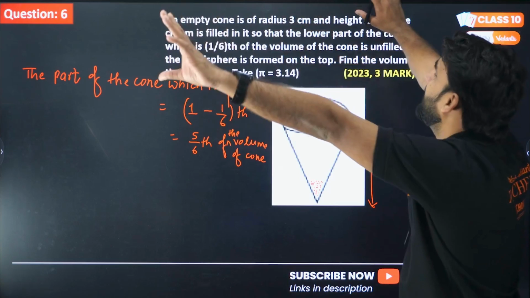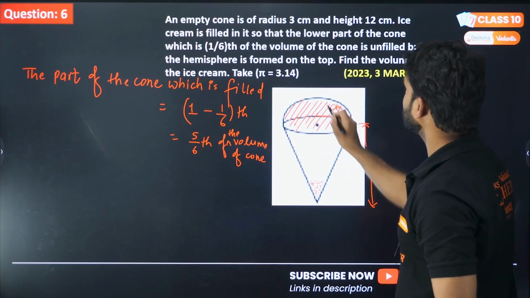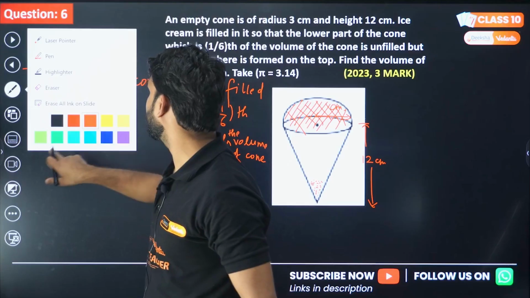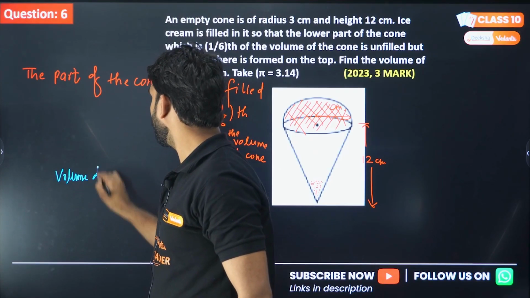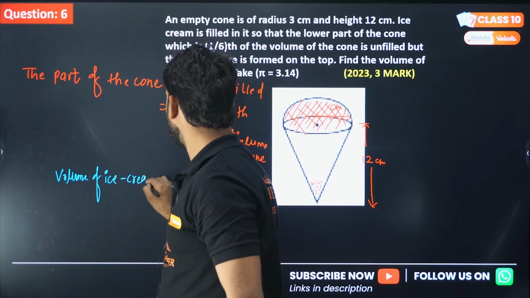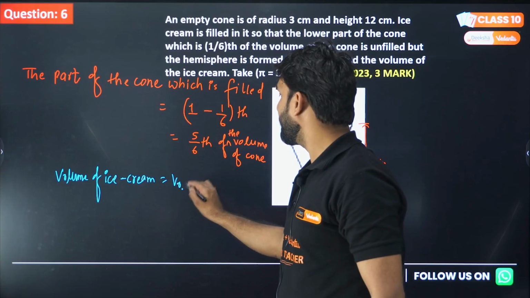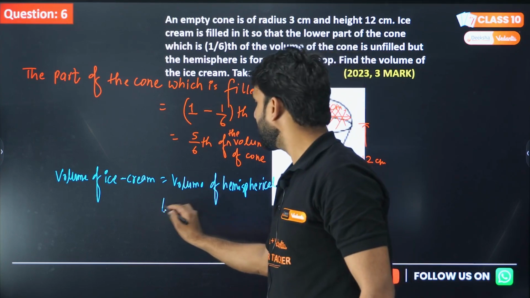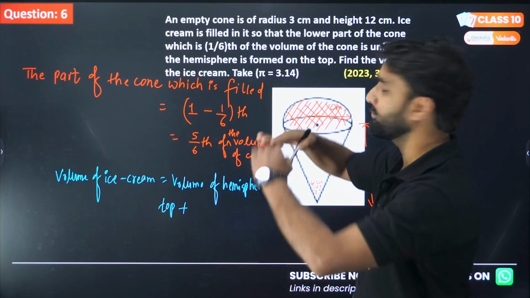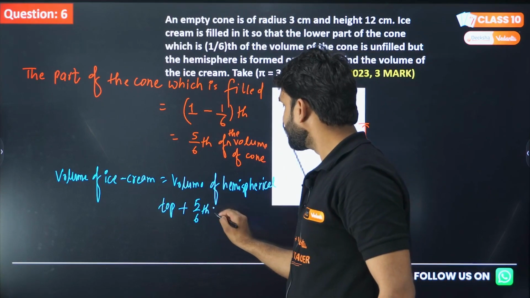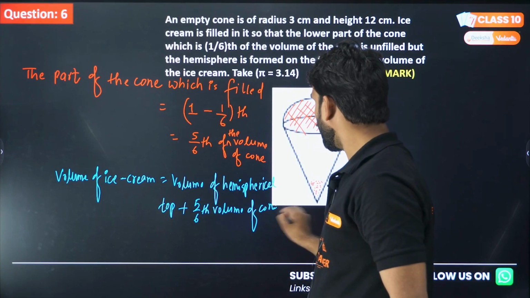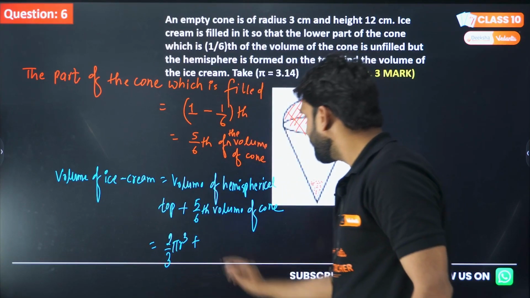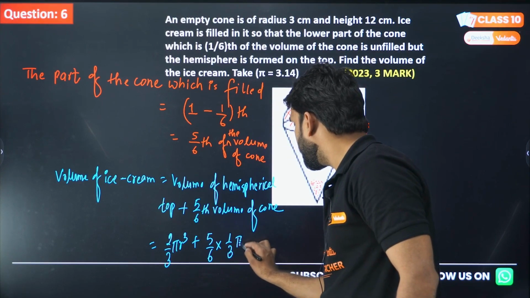Simple. So the total ice cream will be at this hemispherical top here. This is ice cream, and this portion is ice cream. So the volume of ice cream will be, I can solve directly, volume of hemisphere, the hemispherical top, because this hemispherical portion is at the top, plus 5/6, yes, this is the concept, volume of cone. We know volume of hemisphere is 2/3 pi r cube, plus 5/6 volume of cone, 1/3 pi r square h.